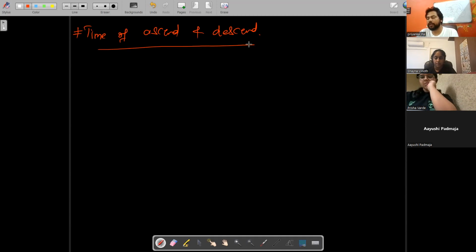So which one would be bigger? Suppose T1 is the time of ascent and T2 is the time of descent. So which one will be bigger? They'll be the same, right? Right.